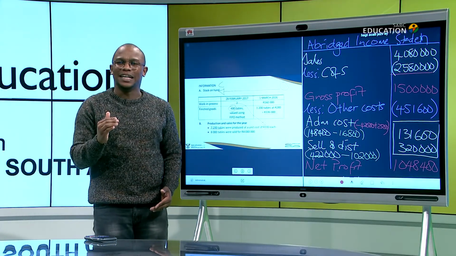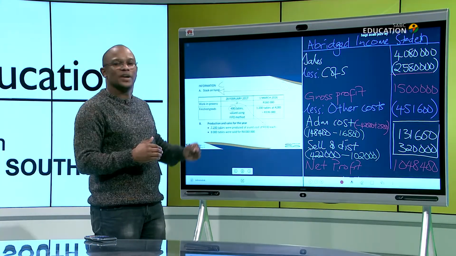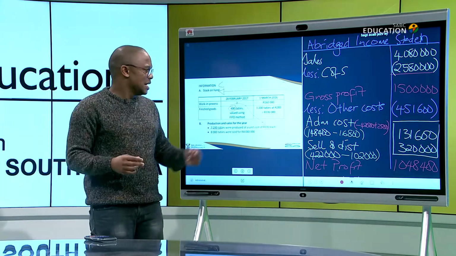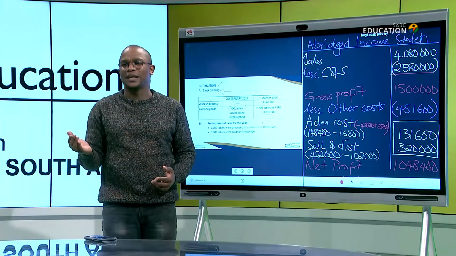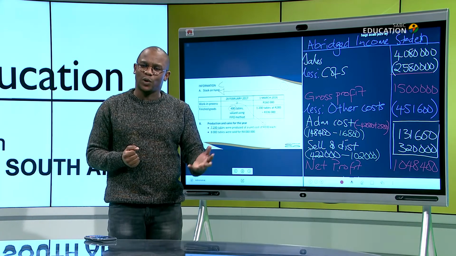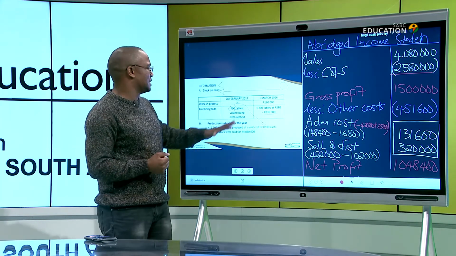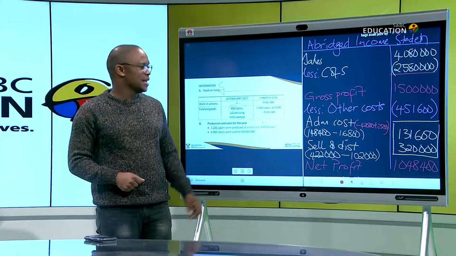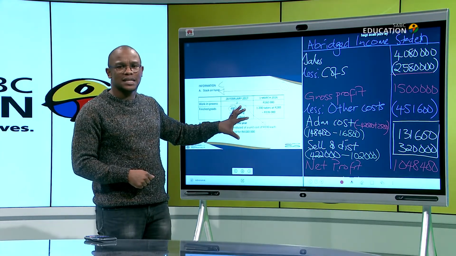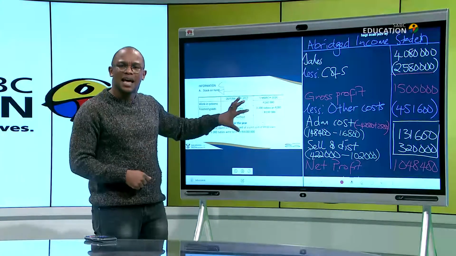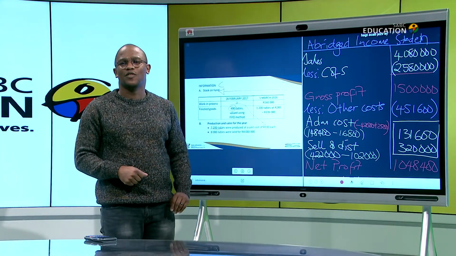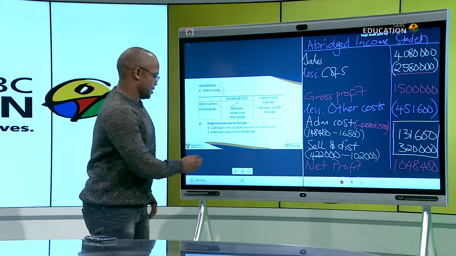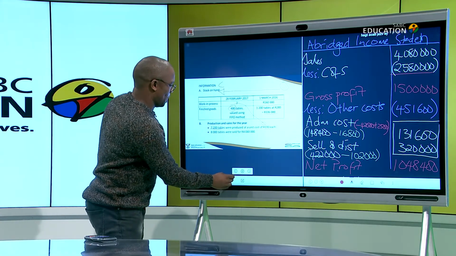Don't forget, my dear learners, love arrow is very important. If you have 2 years, immediately what you do on your abridged, you must do it on your production cost statement. That is the end of our first activity. Let's go to the next one. I hope you understood this activity and you saw the tricks, how easy it is to get your final answers. Okay, let's go to the next one.